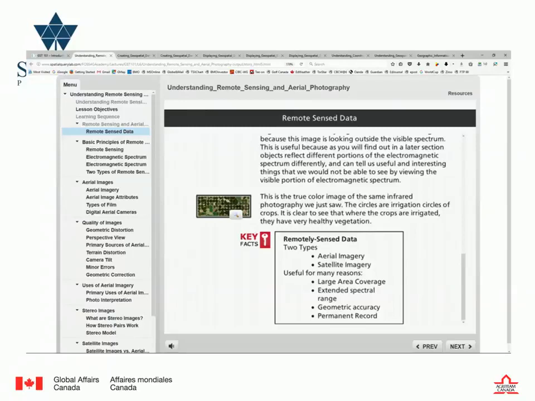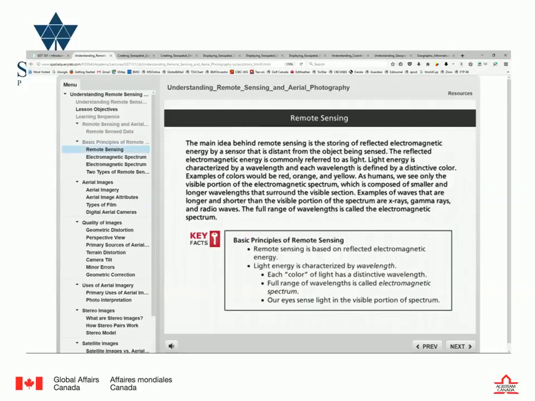Remote sensing data includes aerial imagery from aeroplanes and drones, and then you have satellite. With satellite, you can cover a large area. You also have what we call spectral range, so different bands of light frequency: visible, infrared and the invisible parts of the light spectrum. Then you have geometric accuracy as well.